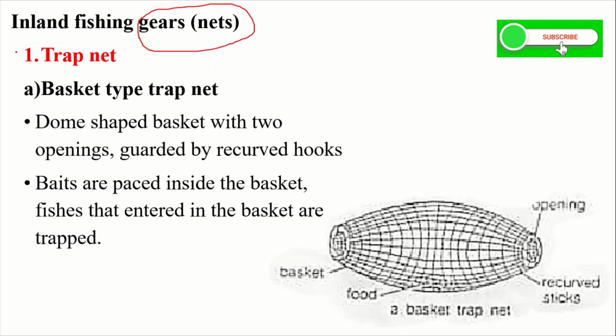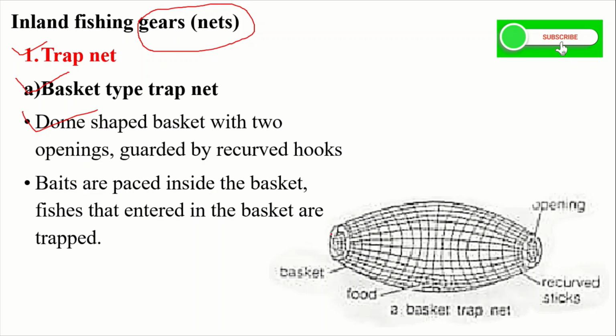The first type of net is called the trap net. In the trap net, the fishes are trapped. There are different types of trap net. The first type is called the basket trap net. The basket trap net is a dome shaped basket. It has two openings.